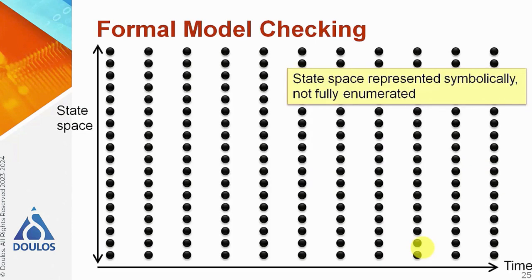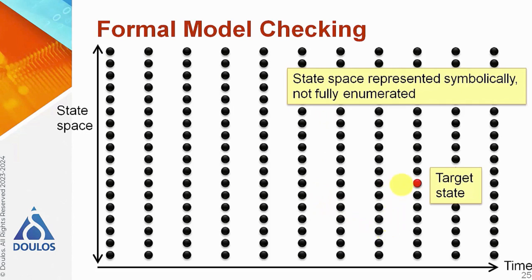Having spoken a little about simulation, let's contrast that with formal and model checking. With formal model checking or property checking, the state space of our design is represented symbolically. It's not fully enumerated, so a formal tool doesn't go through the states of our design one by one. It represents the states using a mathematical equation, if you like, so we can represent all of the states that our design could possibly be in without actually needing to go through and enumerate the states one by one. The states can be manipulated using mathematical proofs.